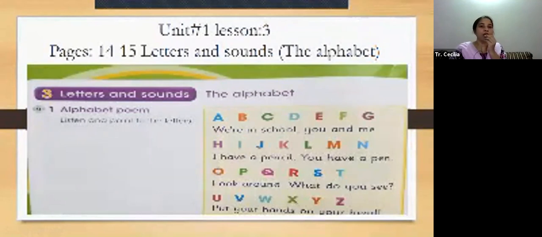Now listen and point to the letters. If you can see in the picture, there is a chart, and in that chart the alphabets are written in capital letters. Capital letters mein, big letters mein, large letters mein, kya likhe huye hai? ABC likhi huye hai, ABC letters likhe huye hai, theek hai? So, here is the poem also written in it. This is the poem about alphabets. So, I'm going to tell you this poem now.